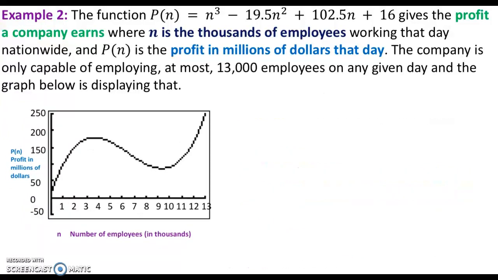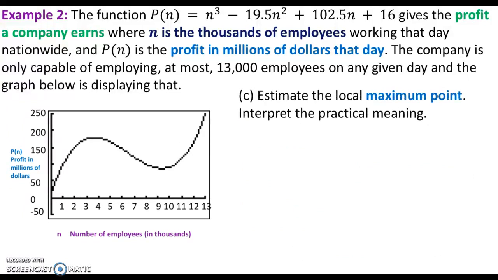Okay, let's go on to part C. Part C says, estimate the local maximum point. Now let's see, what is a local maximum point? A local maximum point is the point on the curve that is higher than the points around it in a local vicinity. There's actually 2 values here. Over here at the very top, we actually have the absolute maximum value, which, remember, is also a local maximum. But we also have this other point on the curve right there, which is another local maximum point.